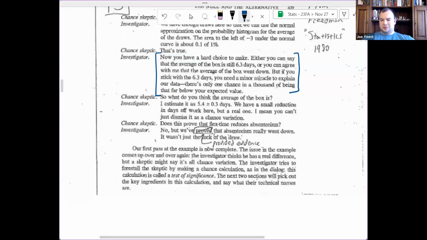So what's one issue with this? It would seem to prove or provide evidence that flex time reduces absenteeism. We actually can't quite make that conclusion. We implemented flex time, and it does seem that we provided evidence, very important here. We haven't proved it mathematically or anything like that, but we provided evidence in favor of absenteeism going down. But we would have to do more work to argue that it was actually flex time that drove absenteeism down.